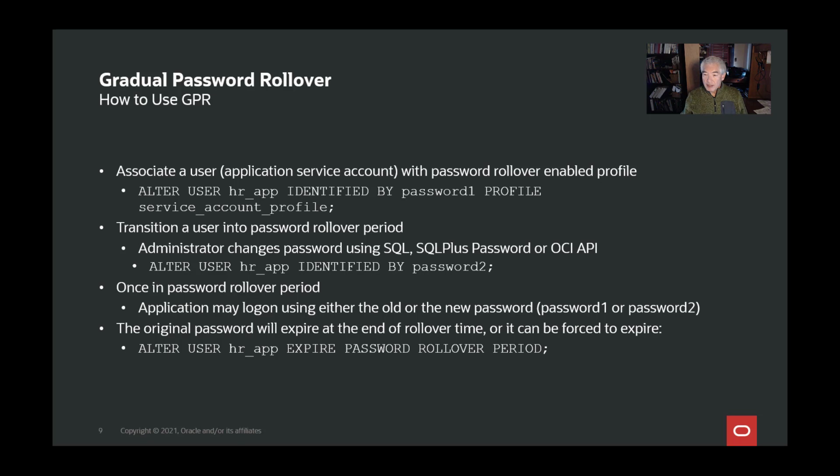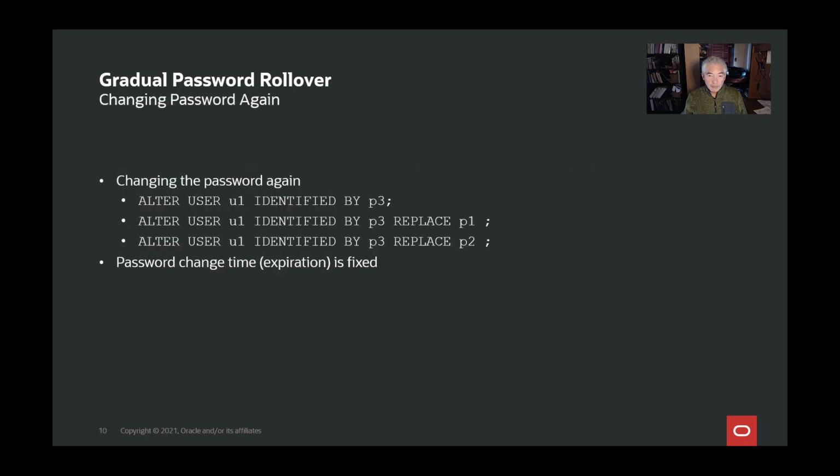Here's an example of an SQL statement to expire the password. If the new password for GPR was entered incorrectly or just needs to be changed again for some reason within the rollover period, it can be done. Here are some SQL commands to change the password again. However, please remember the password change time, or the expiration, is fixed. Once you start a GPR rollover, that time doesn't change, the expiration time, no matter how many times you change the password. It doesn't get updated for every new password change.